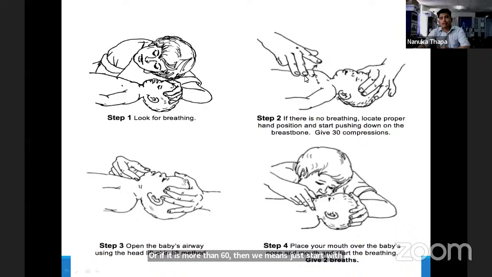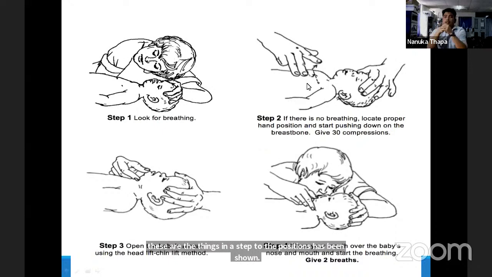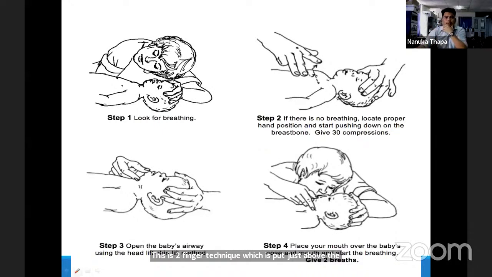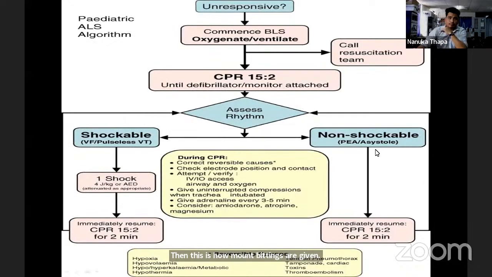In step 2, the positions are shown. This is the two-finger technique, which is placed just above the sternum for giving chest compressions. Then the third step shown here is the jaw thrust maneuver, where the rescuer tries to open the patient's airway and keep it patent. Then this is how mouth-to-mouth breaths are given. This is all we have already discussed.